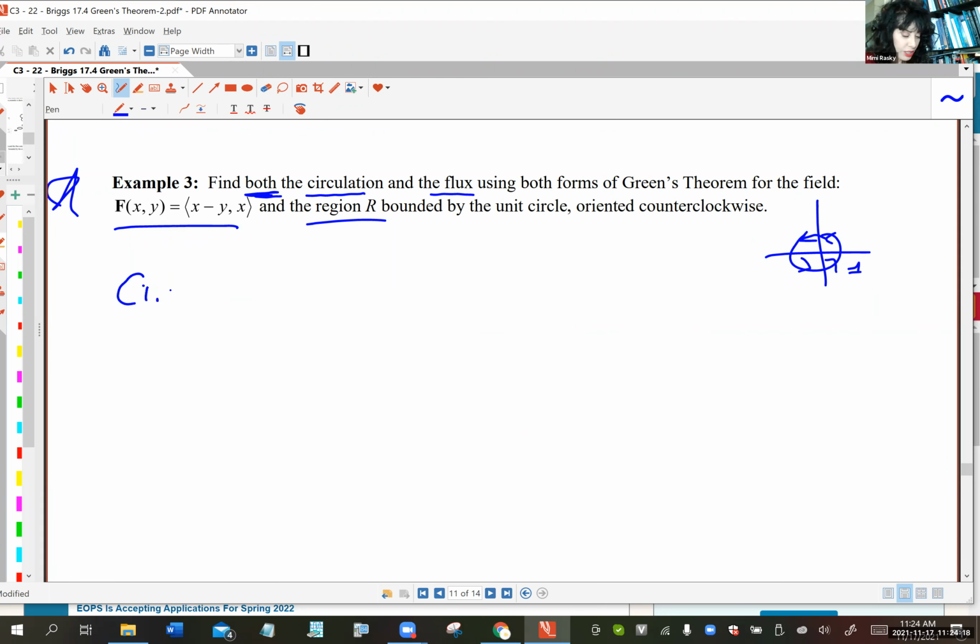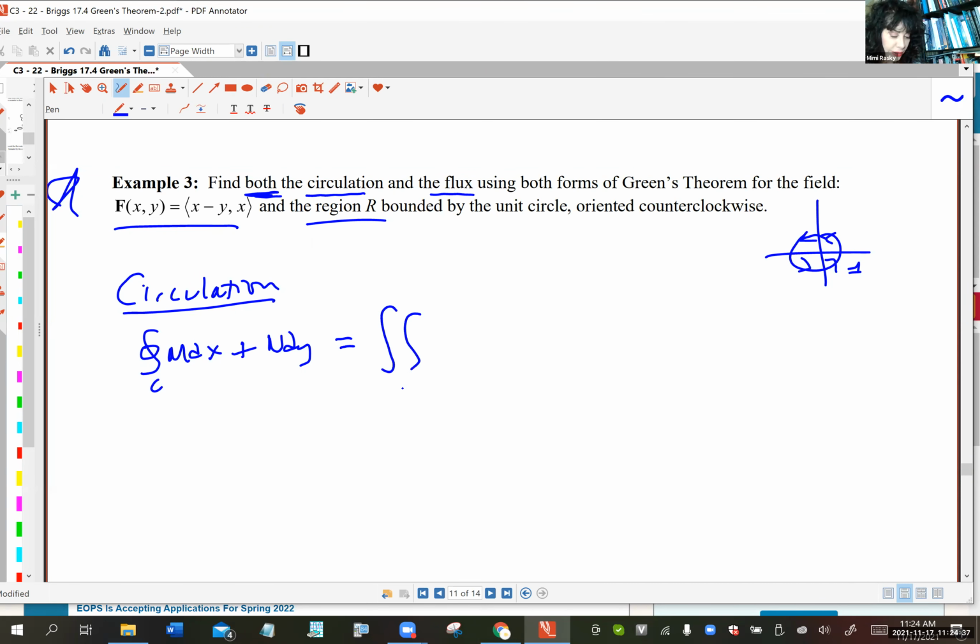Okay, so let's do circulation. It's a really easy problem. You know everything now. When you do the circulation line integral, that's the M dx plus N dy line integral. So you're finding circulation, that's the paddle wheel. How much would my paddle wheel spin if I put it into my jacuzzi? That version of Green's says, hey, turn it into a double integral, but your integrand is going to be dN/dx minus dM/dy. Okay, fine.